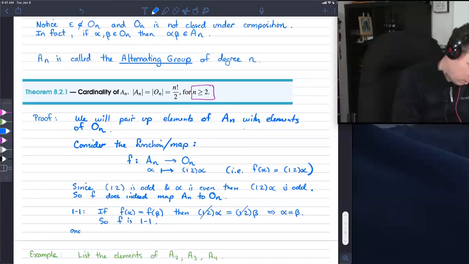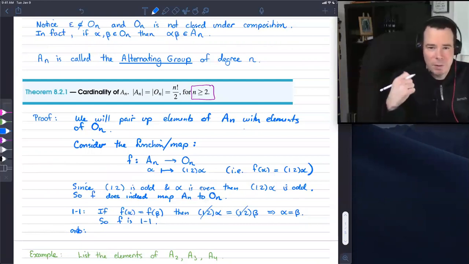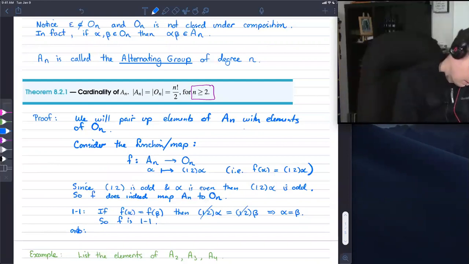Now I need to show that it's onto. So what does it mean to be onto? It means that for every odd permutation in ON, I can always find an even permutation that maps onto it. Or for every plate at the table, there's always a person who's going to be assigned to that plate. So let's get onto. Maybe I'll use beta, just to change it up, because I'm kind of thinking of alpha as these things in AN, so I'll let beta be one of the elements in ON. So let beta be an element of ON.